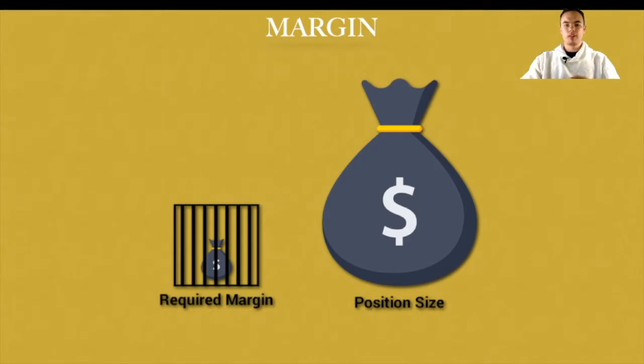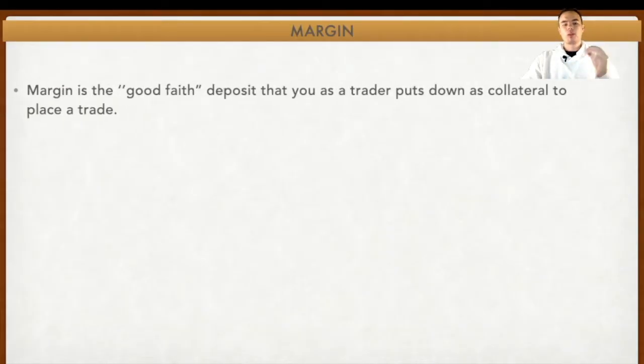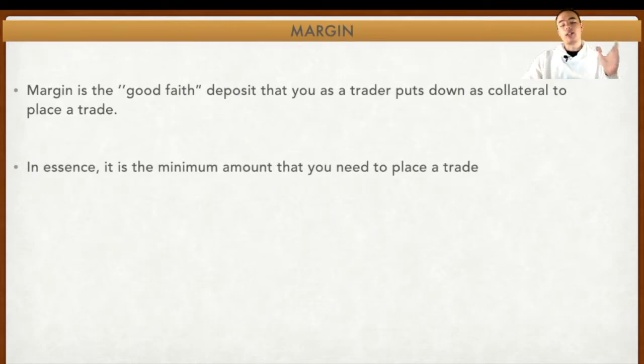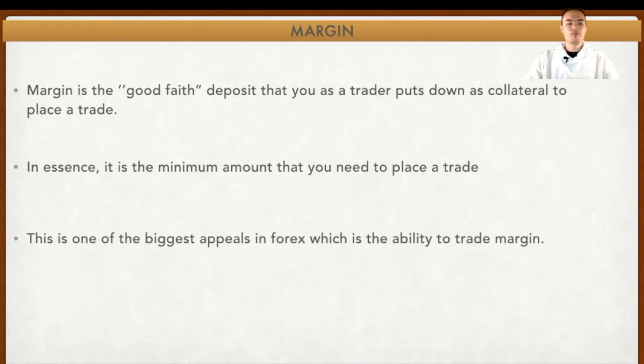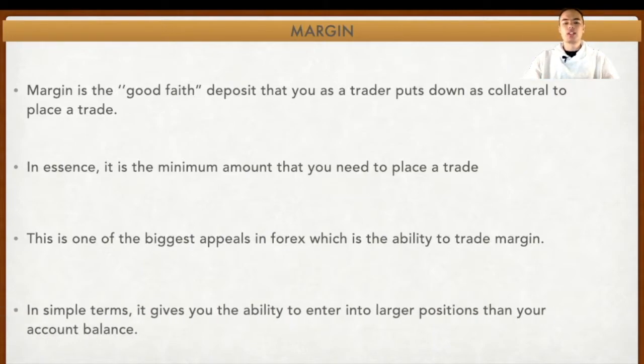Margin. What is margin? Margin is the good faith deposit that you as a trader put down as collateral to place a trade. In essence, it is the minimum amount that you need to place a trade. This is one of the biggest appeals in Forex, which is the ability to trade on margin. In simple terms, it gives you the ability to enter into larger positions than your account balance.